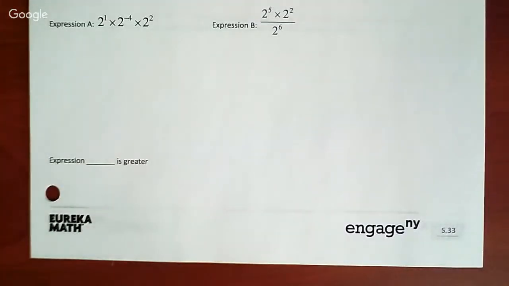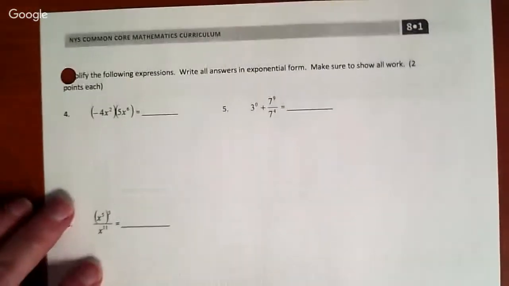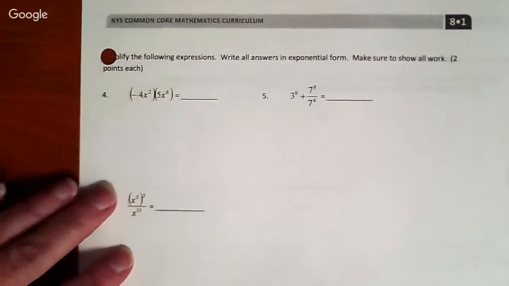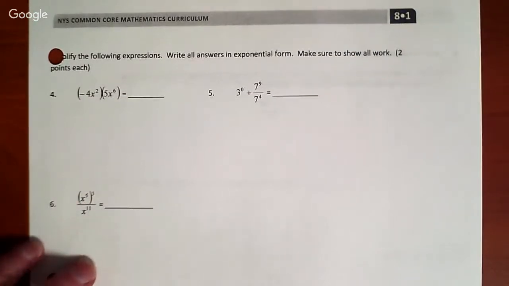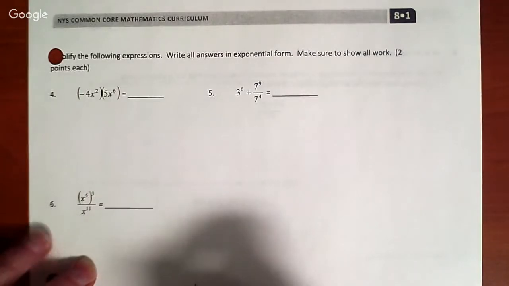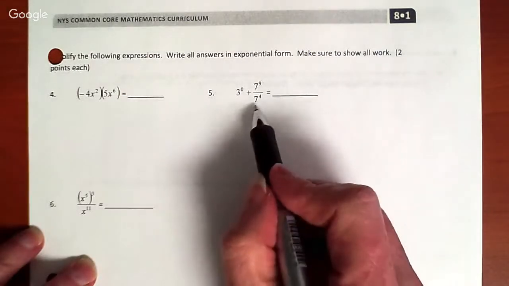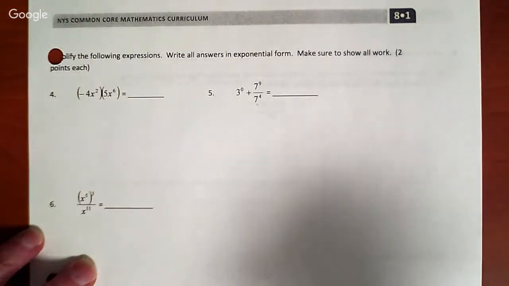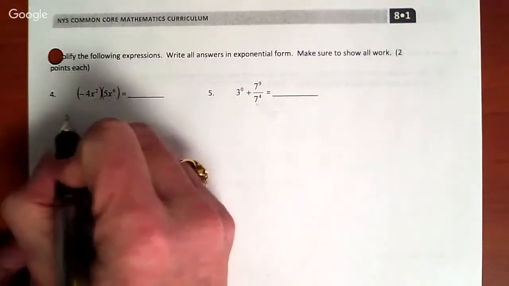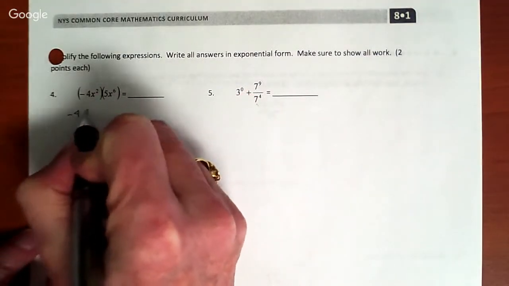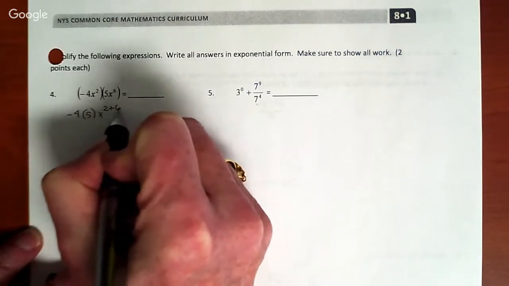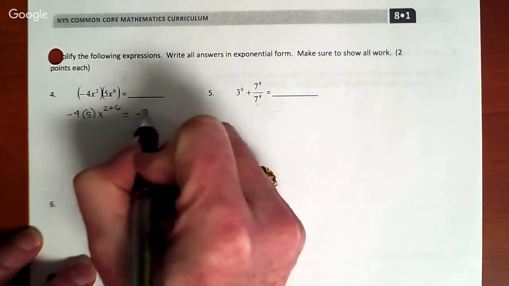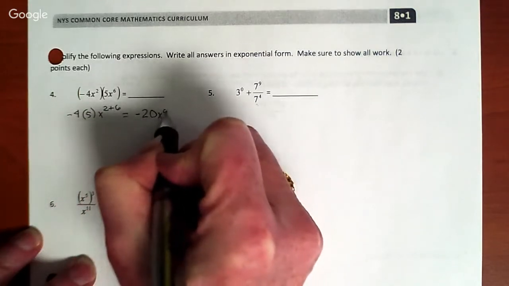Next, we have to simplify the following expressions. Write all answers in exponential form. Make sure to show all work. The only one that you are not going to write in exponential form is number 5, and I will show you why. Here we have negative 4 times 5 and times x to the 2 plus 6. So here we have negative 20 x to the 8th power.